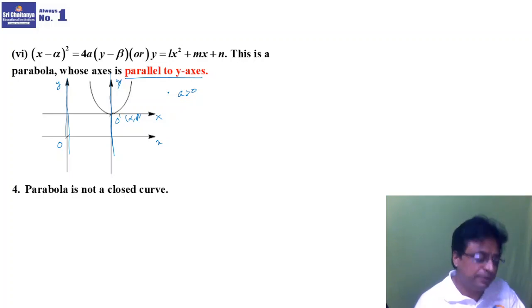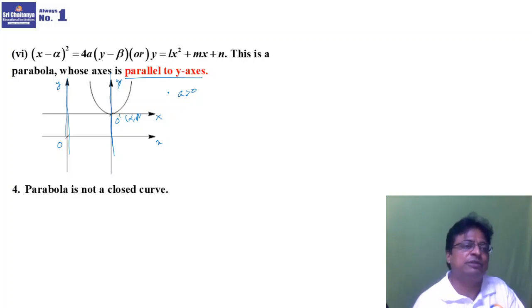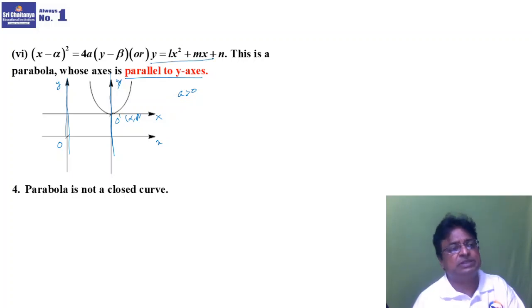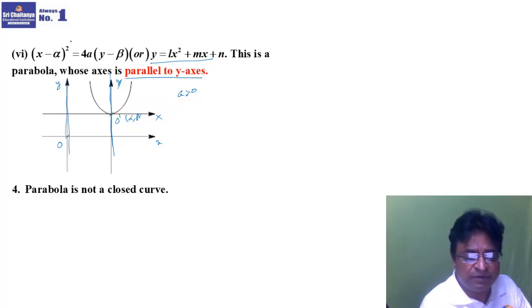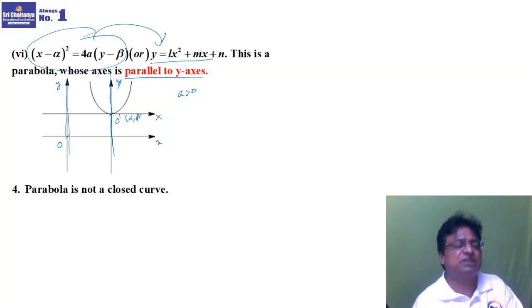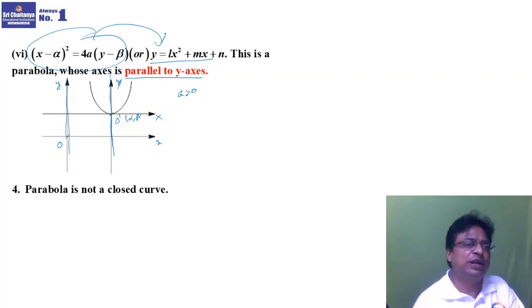And moreover, a parabola is not at all a closed curve. So whenever I am asked what is the equation of the parabola whose axis is parallel to the y-axis, then immediately you have to tell the answer as y equal to Lx square plus mx plus n. How to get it? By simplification of this equation, you will get this equation only. The structure is like that only. So don't get any confusion.